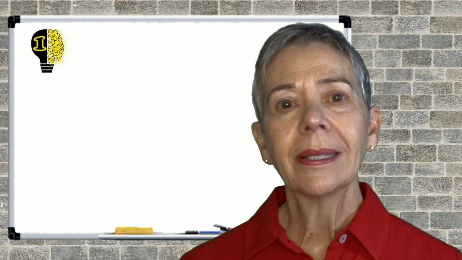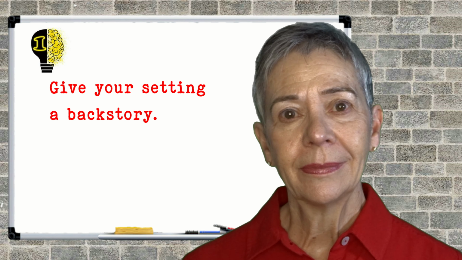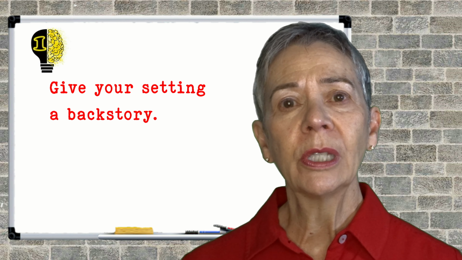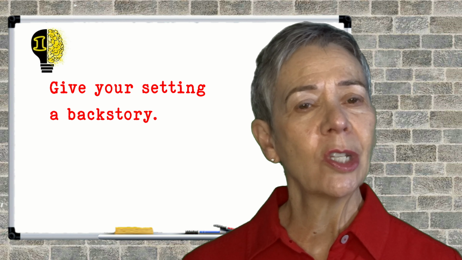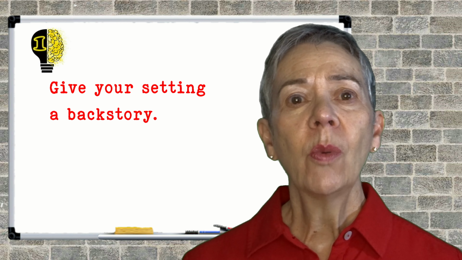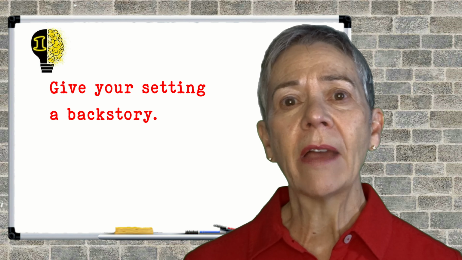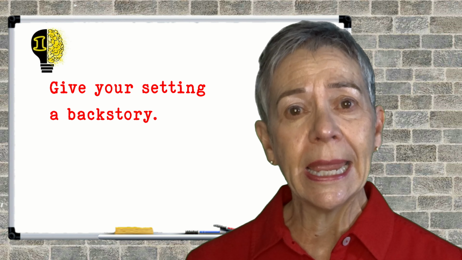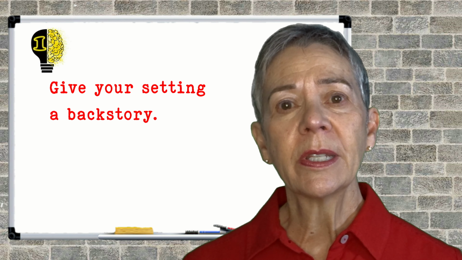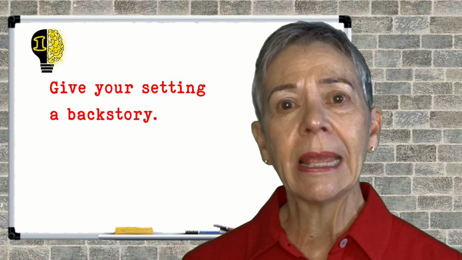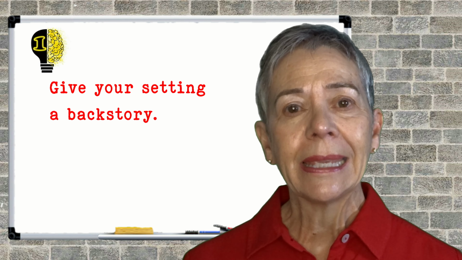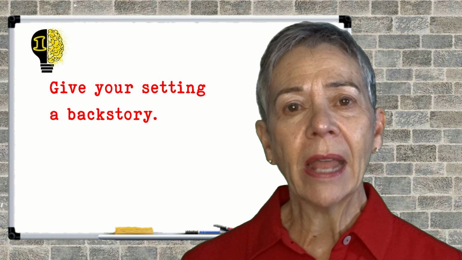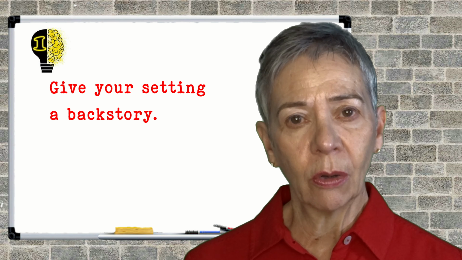Tip number 1, give your setting a backstory. If your setting is going to be a character in your book, it needs to be fully formed and it needs to have a backstory, just like your characters do. You are going to have to do some research. You might have to create aspects of it, particularly if you're writing fantasy, for example. You're going to create a setting, but you're going to have to spend some time actually creating and writing that backstory. Give it a history, give it a current life. Make sure you know that setting inside out before you start writing.